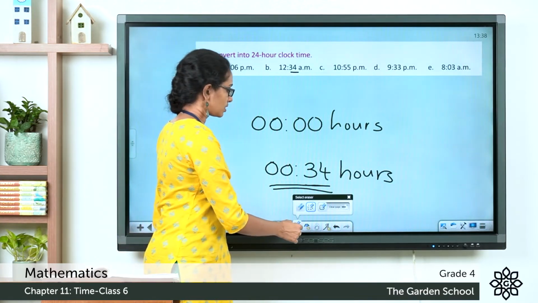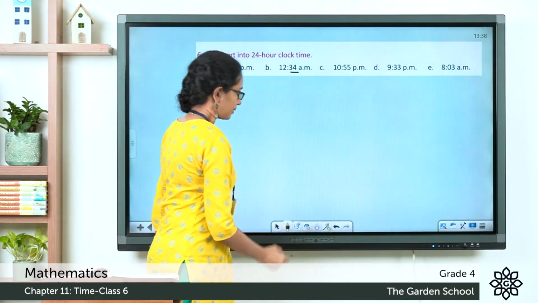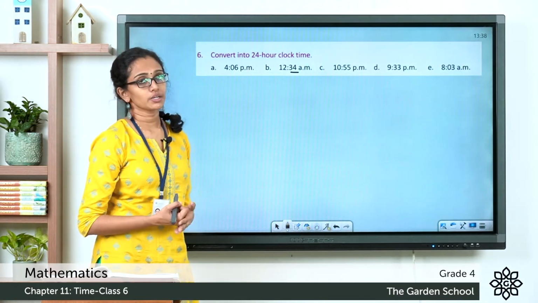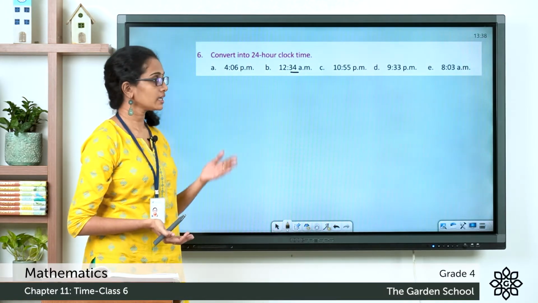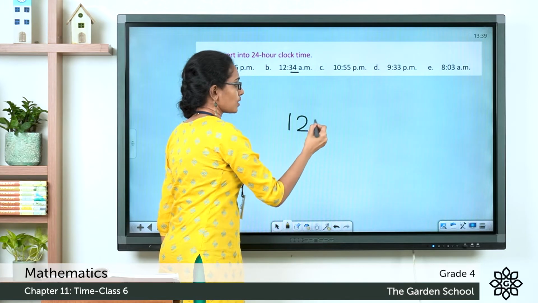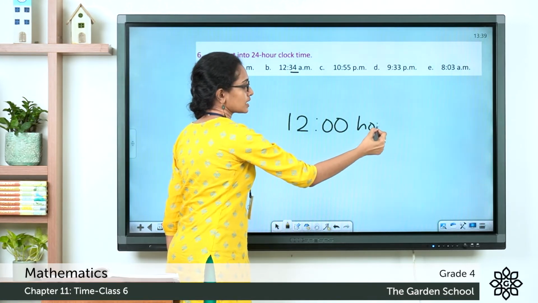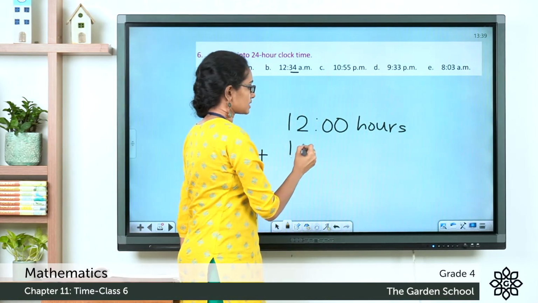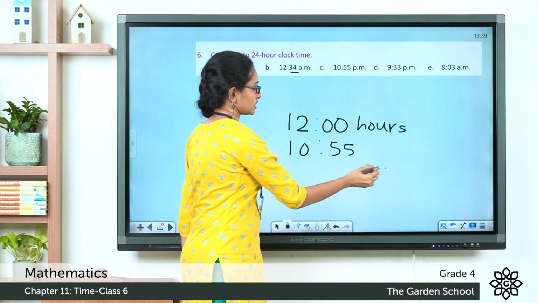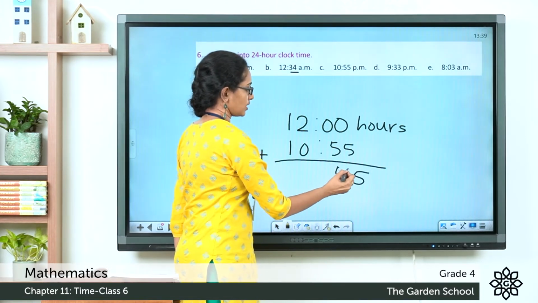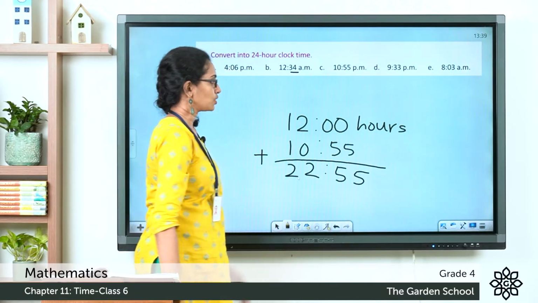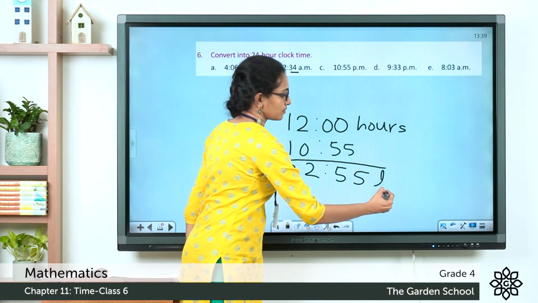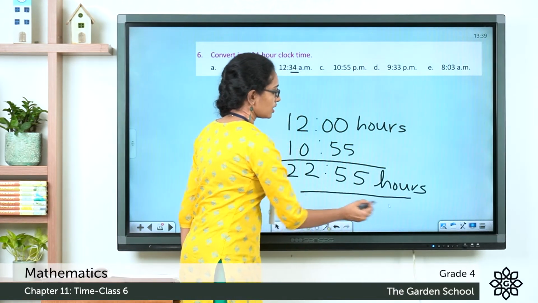Now question C, 10:55 p.m. So it is p.m., it is night time, it is after 12 in the noon. So how do you change that to the 24-hour format? You have to add the given time to 12 hours. 12 hours means it is 12 in the noon. So that 12 hours plus the given time, that is 10:55. So it is equal to 5 and 2 here, 1 plus 1, 2. So 10:55 p.m. or 10:55 in the night is equal to 22:55 hours according to 24-hour format.